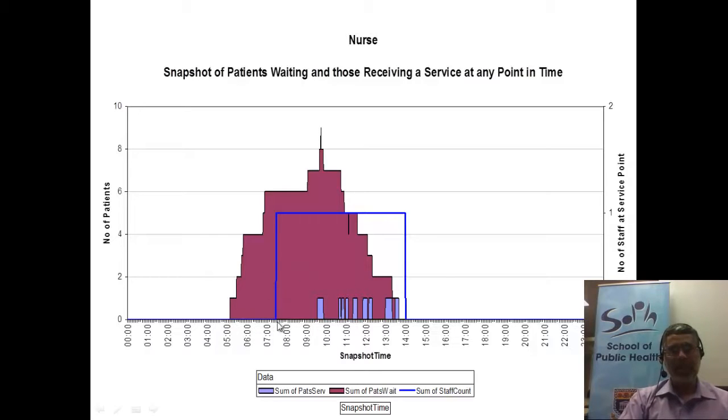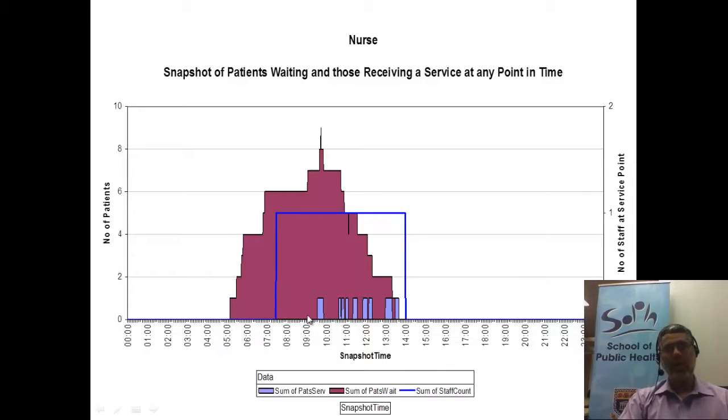So the service point, the staff member arrives at 7:30. But the patients arrive long before that. Some arrive at about 5 o'clock. So of course they're guaranteed to wait more than 2 hours for their service.